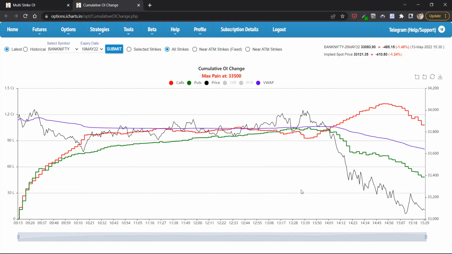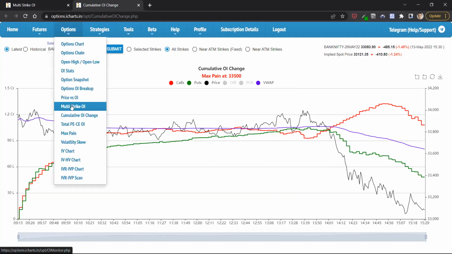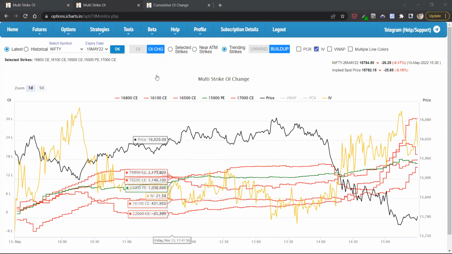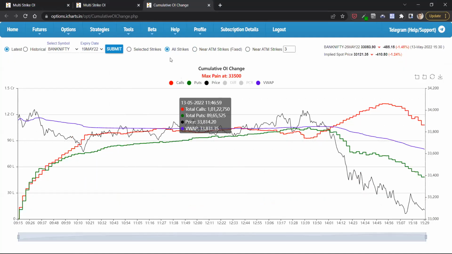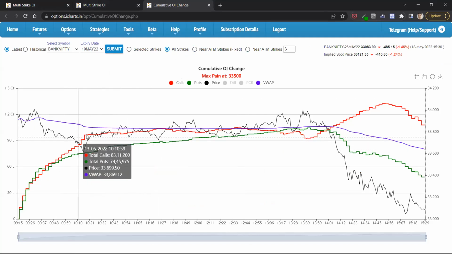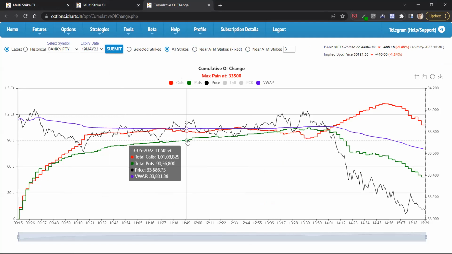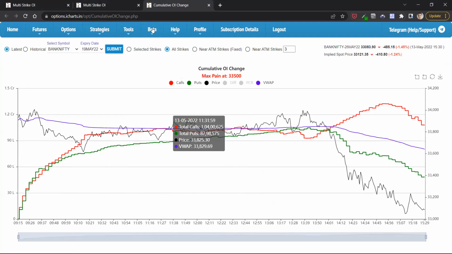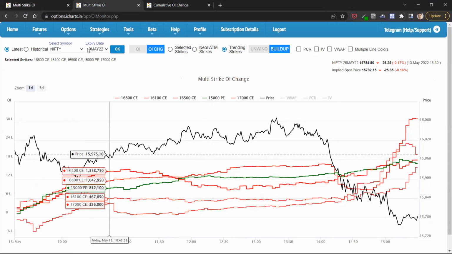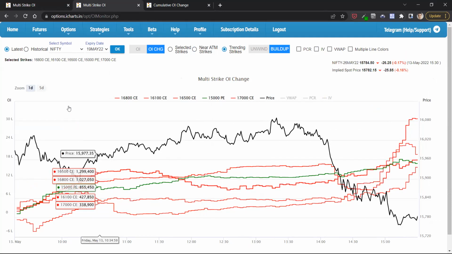Okay, so let us go to multi-strike OI. Now this cumulative OI was giving you a combined picture. What we saw here was combined. So whatever strikes are selected, when I say all strikes here, then the combined OI change of all calls is this red line, and the combined OI change of all puts is this line. Now, if you want to see separately, let me disable this. When you want to see separately, you can open the multi-strike OI chart.